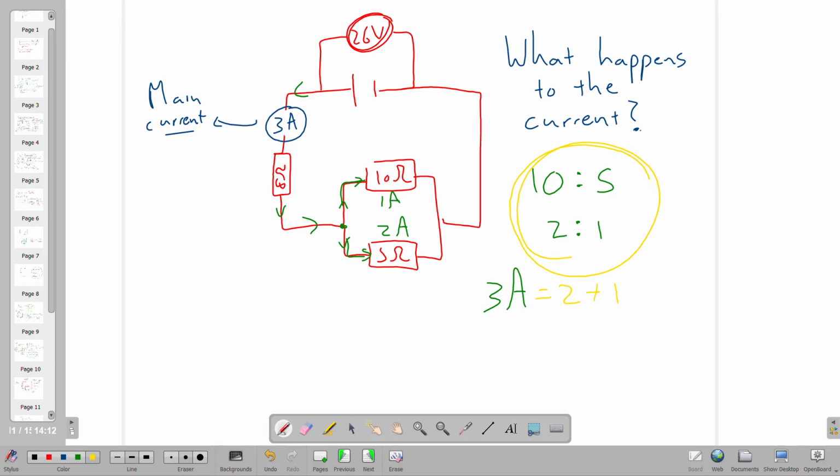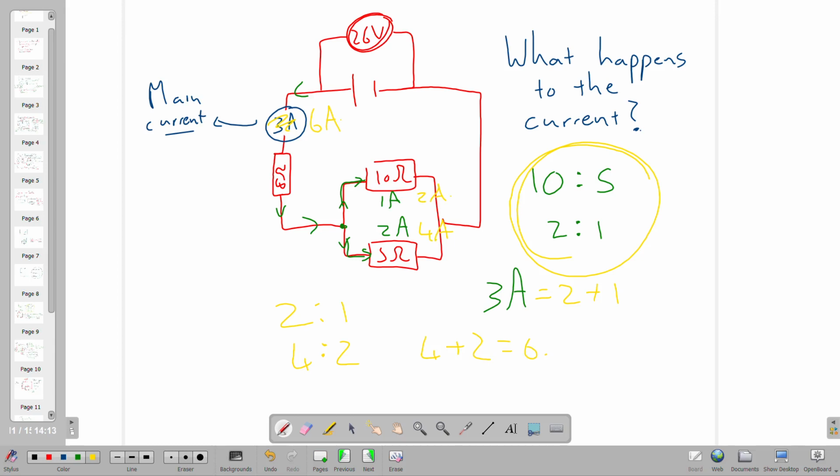If the current was, for example, just for argument's sake, it wasn't 3 amps, it was 6 amps. What will we do then? Well, the ratio is 2 to 1. How will I get that in a ratio that I can get to 6? Well, it would be 4 to 2. Right, I just double the ratio. 4 plus 2 is 6. So then it would be 4 amps and 2 amps.